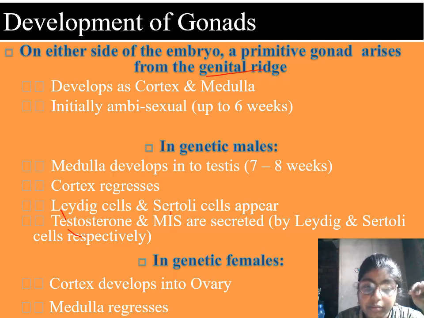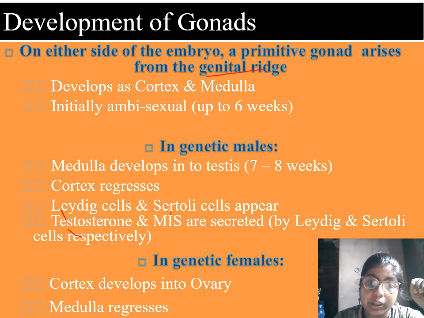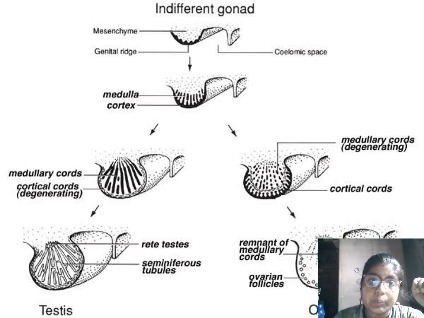MIS means Mullerian inhibitory substance, which is secreted from the Sertoli cells, and it inhibits the Mullerian duct. So the Wolffian duct is developed in males, and it develops the male genital system, and in the female genital system, the Mullerian duct is developed. So in the genital ridge, the medulla region and the cortex region are seen, and here the black one is the cortex.